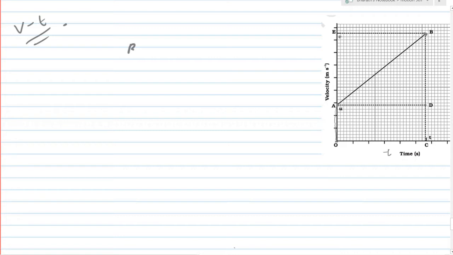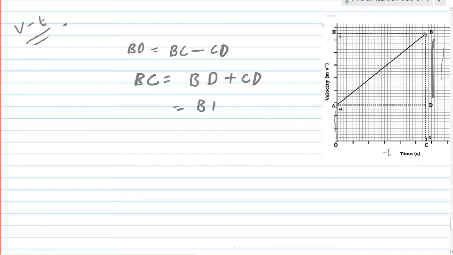First of all, BD can be written as BC minus CD. So we can see BD can be written as full BC minus CD. No problem. Next, BC equals BD plus CD. Let's keep BC as it is and BD also. Now can I write CD as OA? CD and OA, they are both the same, right? So I can write it as OA.